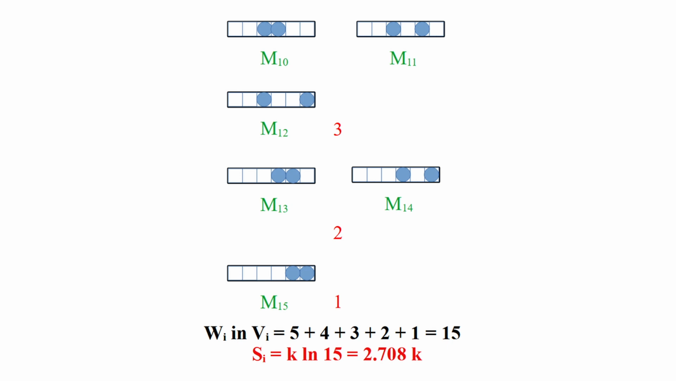Therefore, Wi equals 5 plus 4 plus 3 plus 2 plus 1 equal to 15. Applying Boltzmann entropy equation, the initial entropy Si equals k ln 15 equal to 2.708 k.